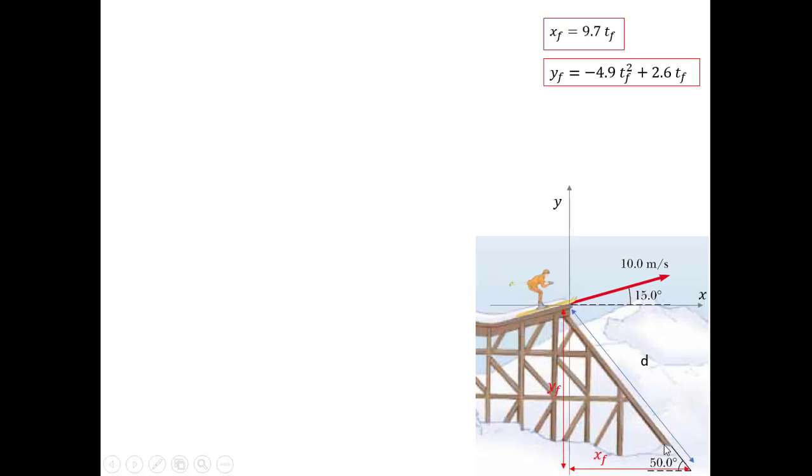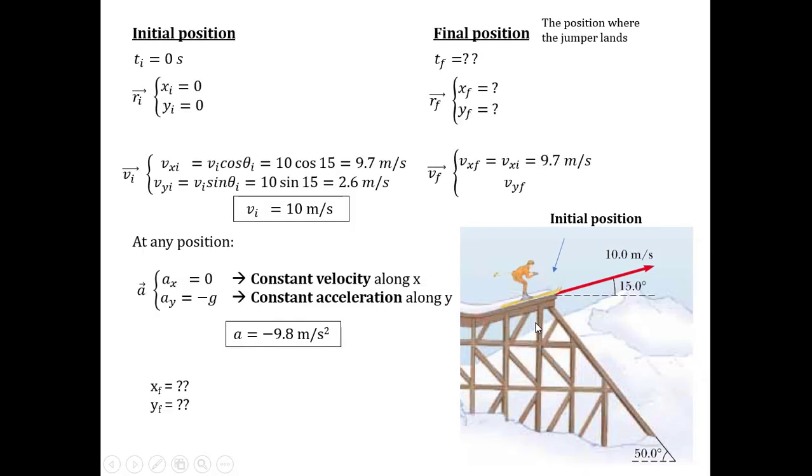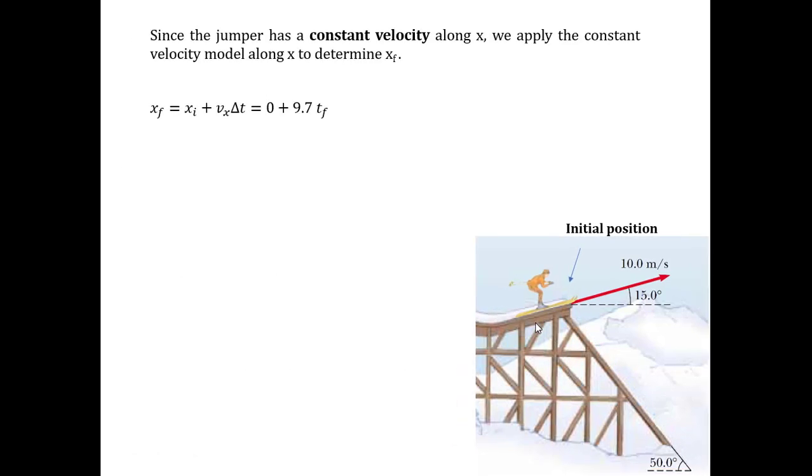So this is the distance D. Okay, this is the distance D. And this is XF and this is YF. Since the jumper has a constant velocity along x, we apply the constant velocity model along x to determine XF. We are repeating the same equations. This is the equation corresponding to the constant velocity model: XF is equal to xi plus Vx times delta t.